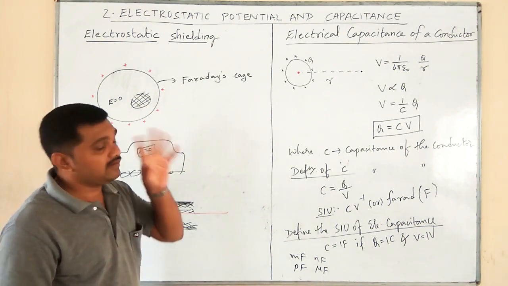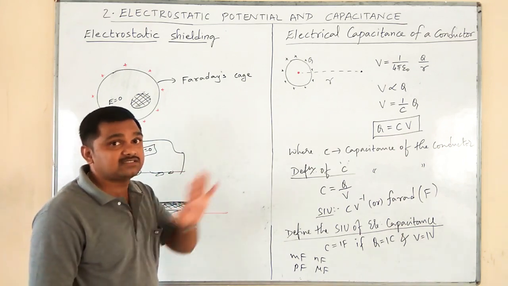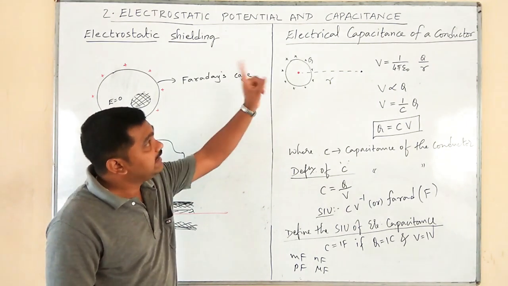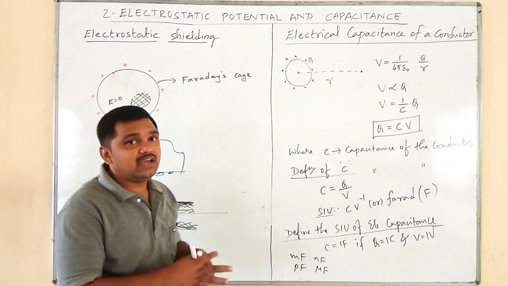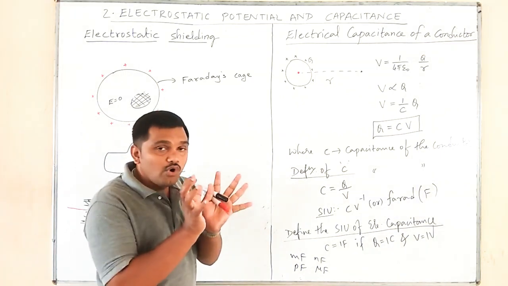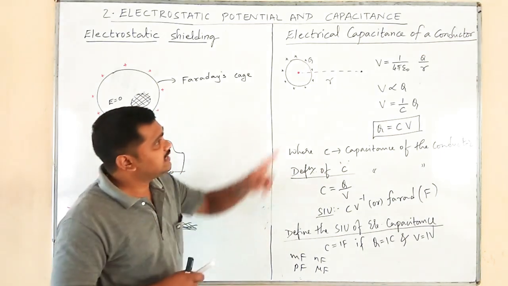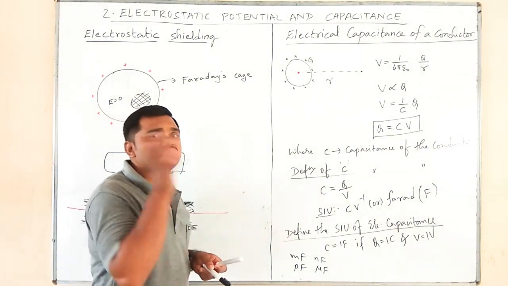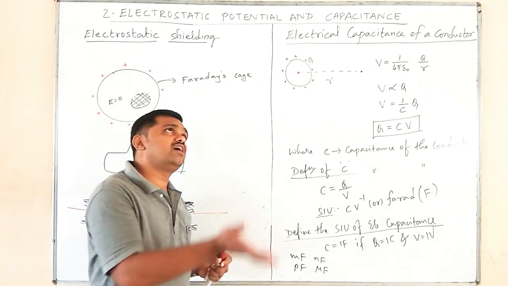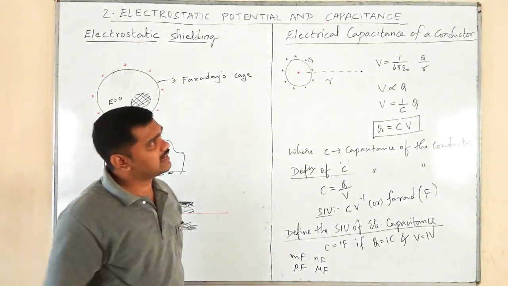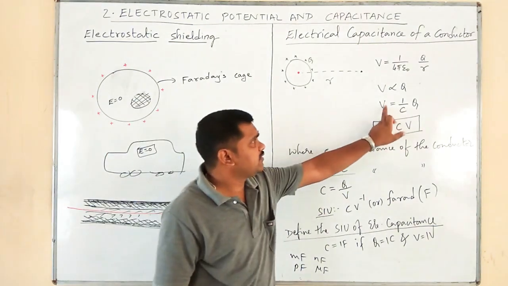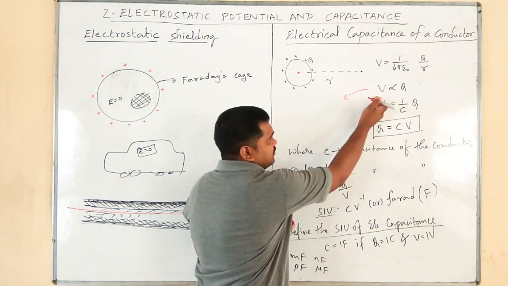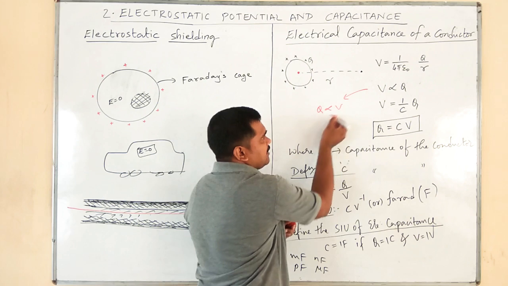Okay. I will repeat once again an important basic concept. In order to understand the concept of capacitors, you should know this. Electrical capacitance of a conductor means it is the ability of a conductor to hold electric charges. See, potential is directly proportional to charge. Therefore, if we keep on adding charges to a conductor, its potential goes on increasing. That is the concept of electrical capacitance. And here V is directly proportional to Q. You can also say, if V is directly proportional to Q, then Q is also directly proportional to V.